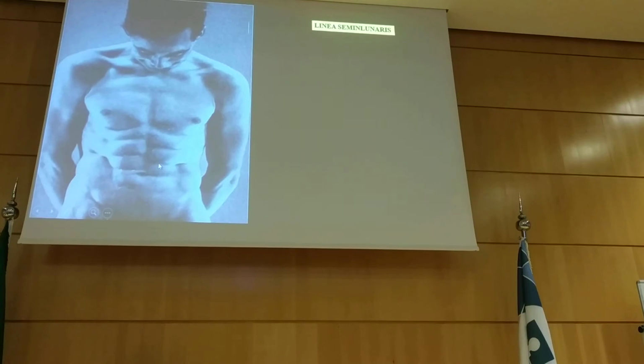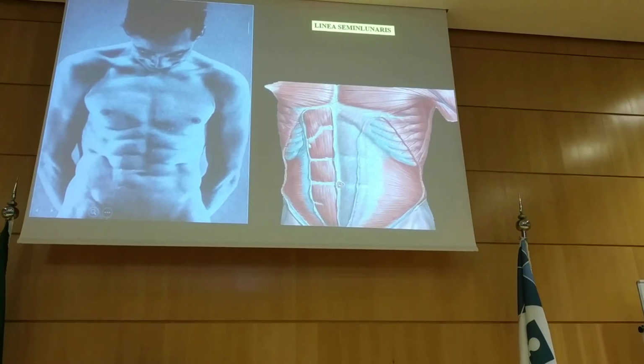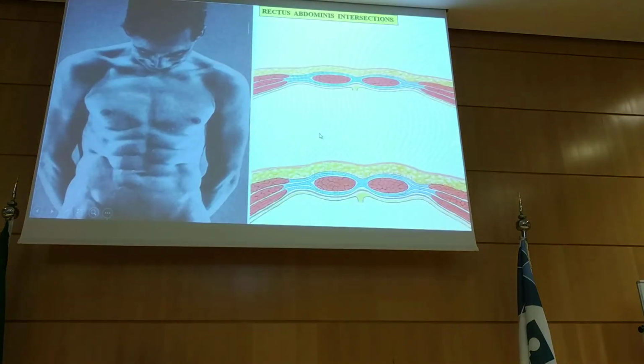We have intersections. These intersections are nothing but when I have a long muscle like this, I should have intersections of fibrous tissue connecting it to the sheath. Otherwise, if there is contraction, the long fibers will break. So I have to have intersections. And these intersections are connecting the muscle fibers to the anterior rectus sheath, which I removed in this.